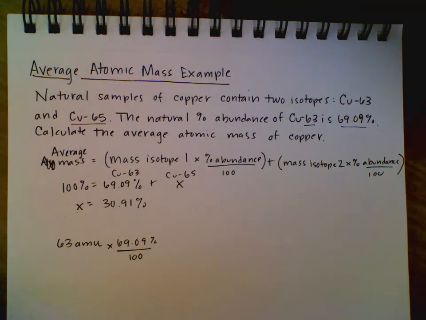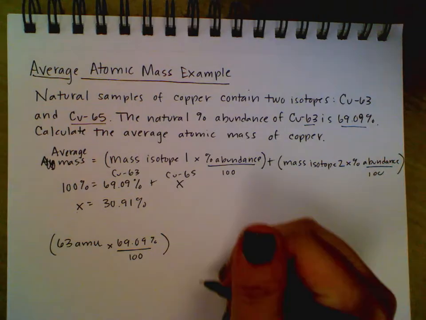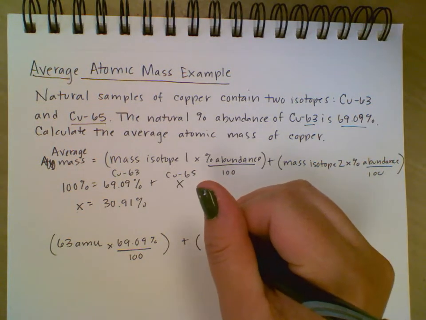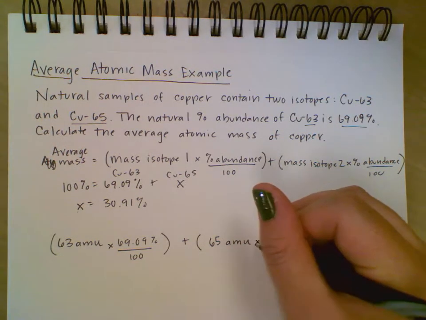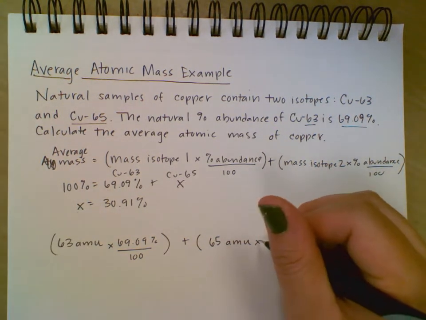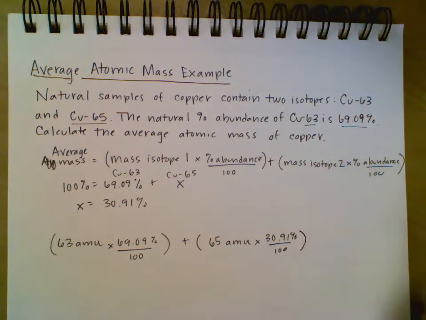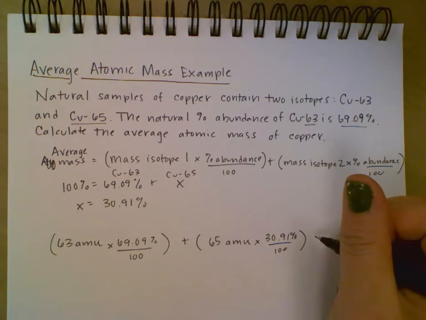The reason I want to divide it by 100 is to turn that into a decimal so that I don't get this massive number. Okay, so that's copper 63. And I'm going to add that to copper 65. Its mass is 65 AMUs, and then I am going to multiply that by its percent abundance, 30.91%, and divide that by 100. Now again, like I said, if there were several more isotopes, I would just keep adding them on, but this is a pretty small one, so then we should be good to go. Okay?